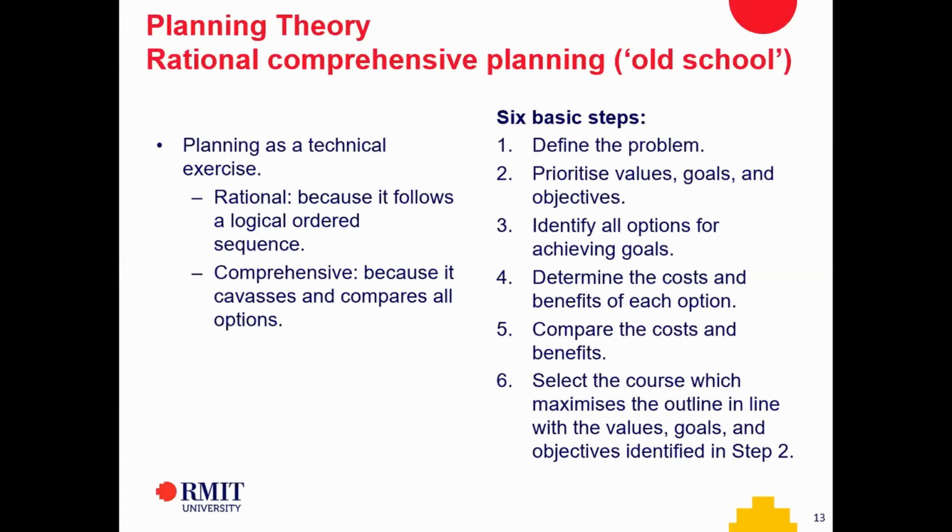So it's rational, following a logical, ordered sequence. Its other characteristic is that it likes to have it all. It likes to include every component of society, and consequently it could be regarded as comprehensive because it canvasses and compares all of the options.